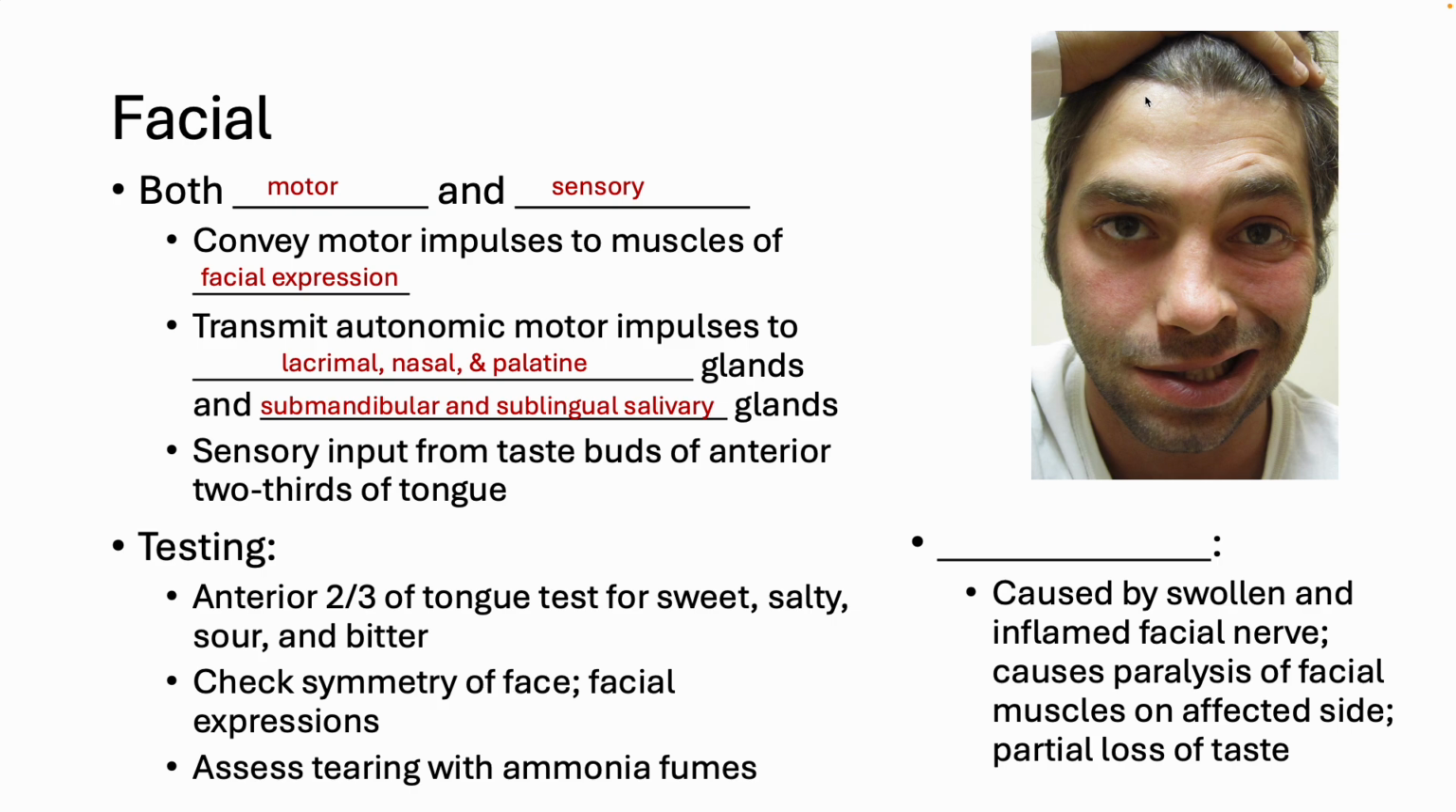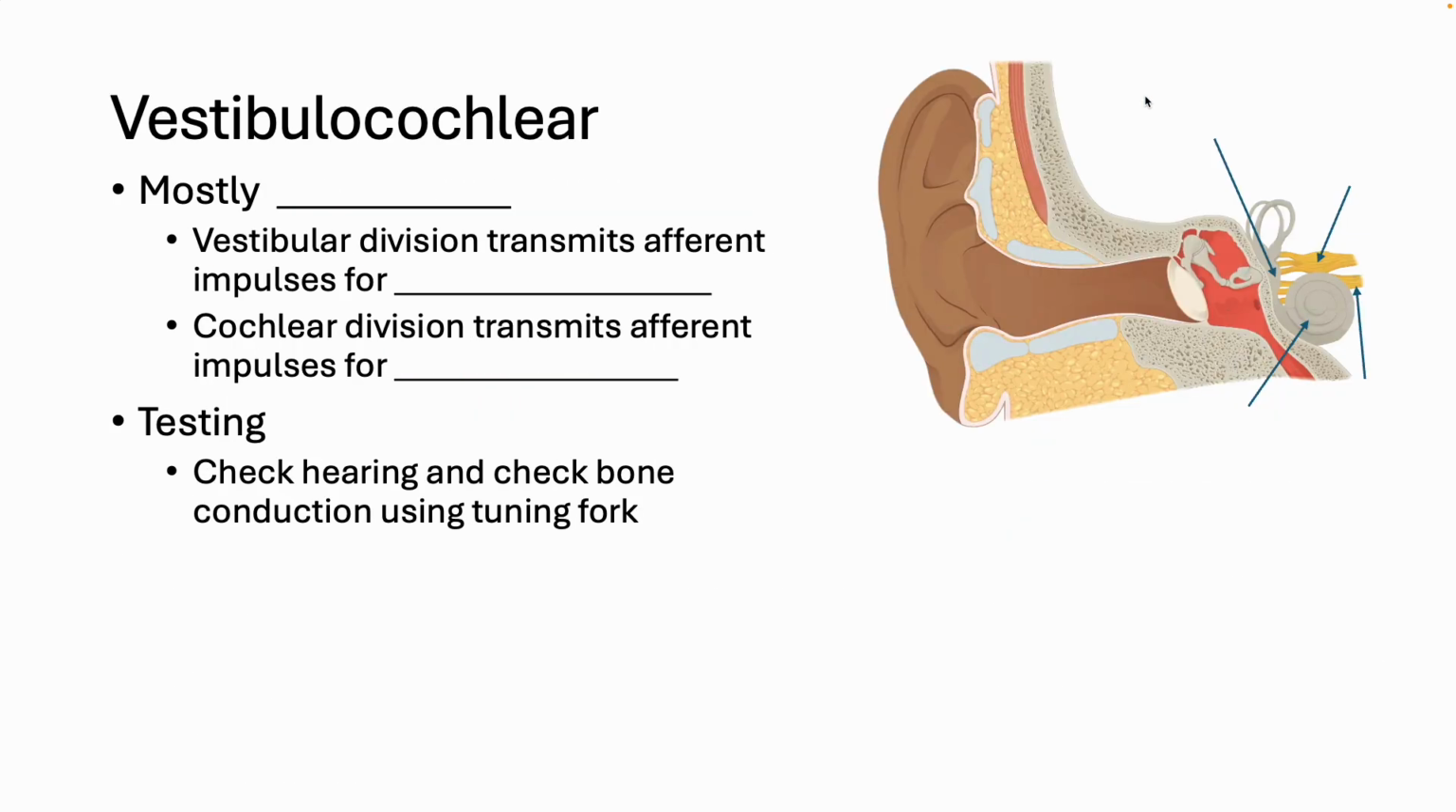You'll check for the symmetry of the face and facial expressions, and you look to see if you can cause tearing using something like ammonia smell. Bell's palsy is an example of something that can go wrong with the facial nerve. It's caused by a swollen and inflamed facial nerve, which causes paralysis of facial muscles on the affected side and partial loss of taste.